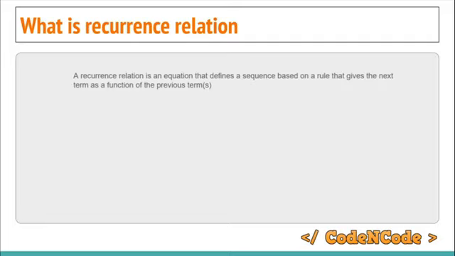So what is a recurrence relation? We are talking about how we can calculate the nth element of a recurrence relation, so we must know what a recurrence relation is. If I define that in simple words, it is basically a sequence of numbers in which the nth number is defined in terms of the previous k numbers of the same sequence.